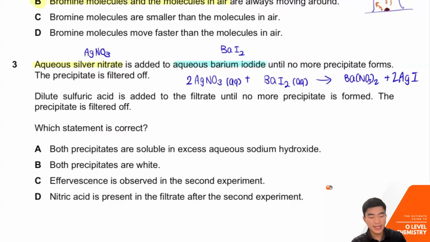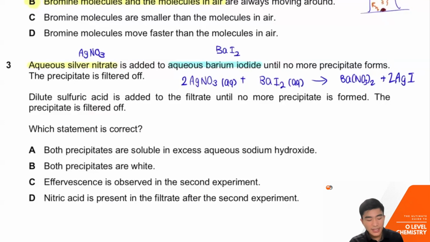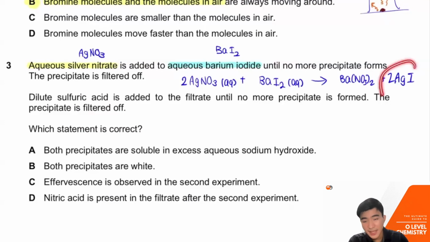Okay, good. I see one answer. Silver iodide is a precipitate. Yes, you are right. Now, silver iodide is the precipitate. Why? If you don't know there is a precipitate, just remember barium nitrate. All barium nitrate are soluble. Because it's soluble, it is in aqueous solution. So silver iodide is the precipitate. Now, you need to also know silver iodide is a yellow PPT.